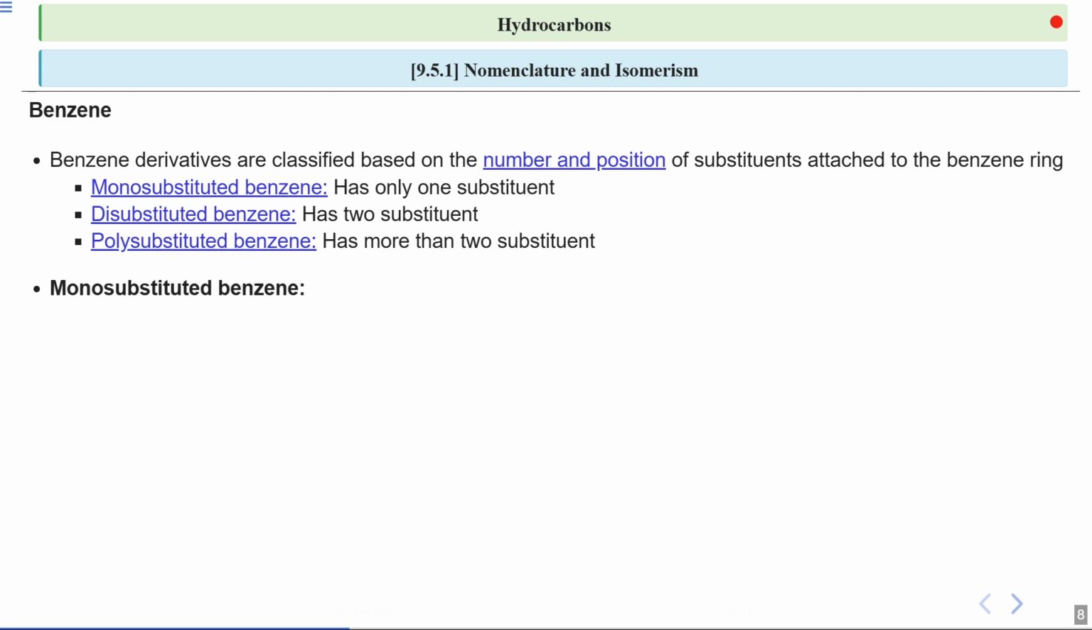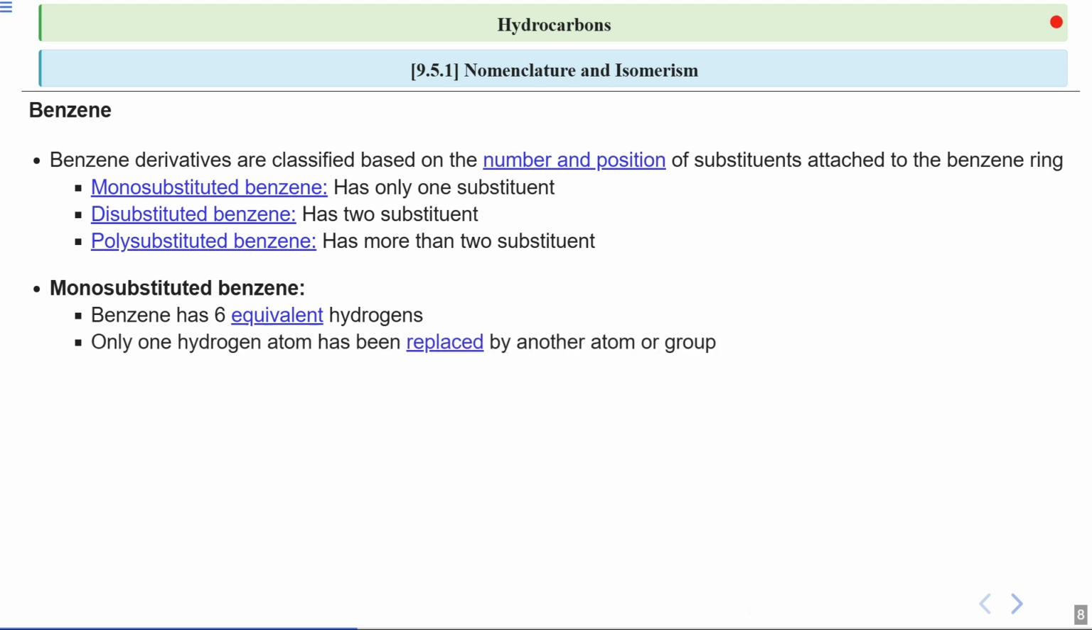Now let us focus on monosubstituted benzene first of all, which is the first derivative of benzene. We will see why all hydrogens in benzene are considered equivalent and what happens when we replace just one of them. This will help us to understand why only one type of monosubstituted product is possible. So, the benzene ring has 6 equivalent hydrogen atoms. This means that each hydrogen atom is in the same environment. So, replacing any one of them leads to the same product. This symmetry is a key feature of the benzene ring.